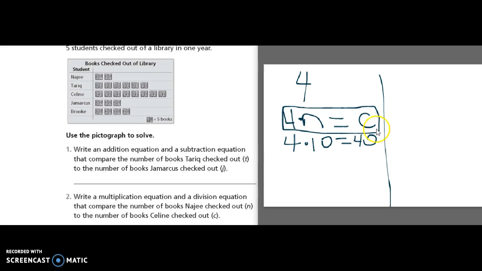All right, let's do a division one. So we need the inverse of this. That means we need to kind of flip it around. So we're going to start with our large number, which was Celine, and she read 4 times as many books as Nahi. So in order to figure that out, we would have said her number, which was 40, divided by 4 is going to equal the 10. So this is the equation that you would have written down.